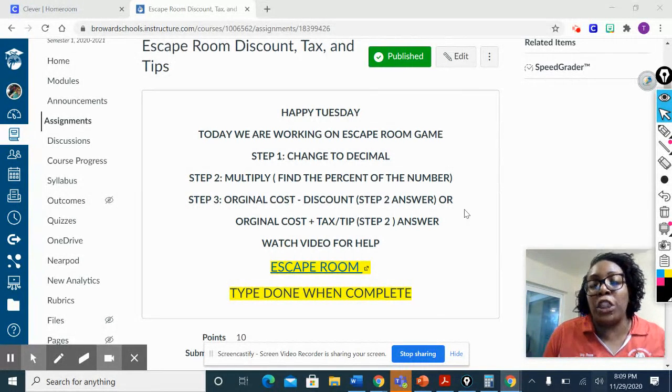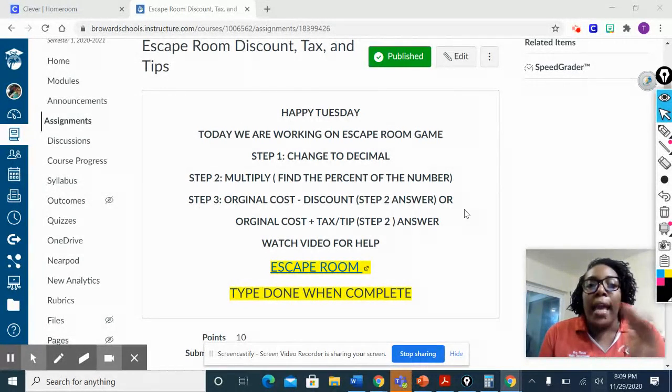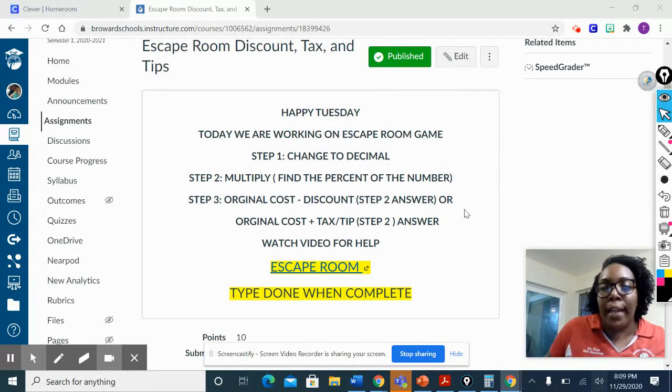So step 1 is to change your percent to a decimal. Step 2, you're going to multiply so you can find the percent of that number. It tells you either the discount or the taxes. And then step 3, we're going to take the original cost. If it's a discount, we'll subtract. And if it's a tax or tip, we're going to add.